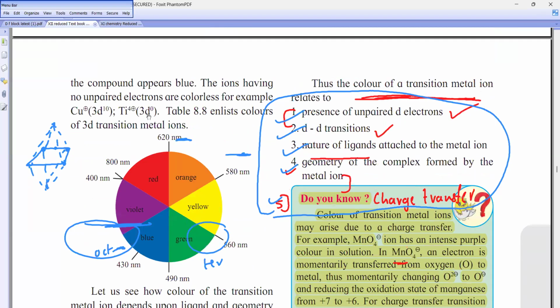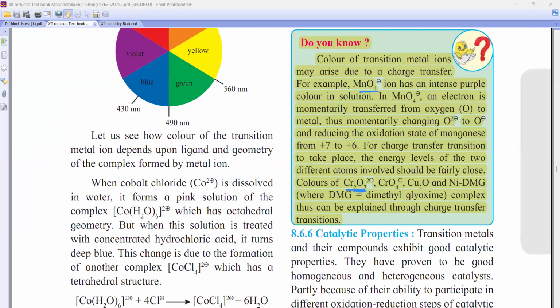Now I'll go to the next part. There are a few points which you just need to remember. Here I told you charge transfer examples: potassium dichromate, MnO4. One more example you will remember is DMG, dimethylglyoxime, just remember such names.